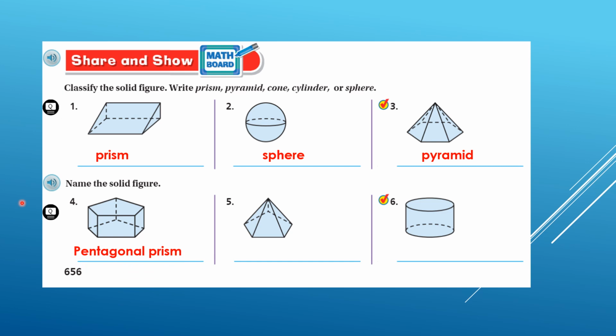Well done, pentagonal prism. Pentagonal prism. I can see two bases, one on top, one at the bottom, and they are congruent. What about number 5? Yes, it's a pyramid because I can see the vertex on top. What kind of pyramid? Look at the base, count the sides, and then you will know the shape. It's a pentagonal pyramid. Very good. Number 6 is very easy, and I bet that no one will make a mistake in number 6. It's a cylinder.